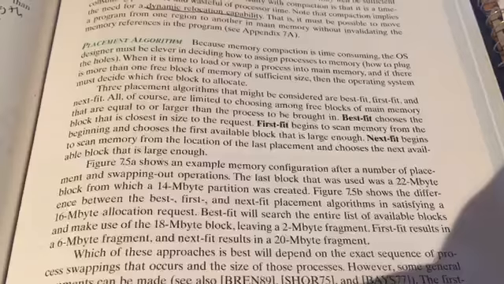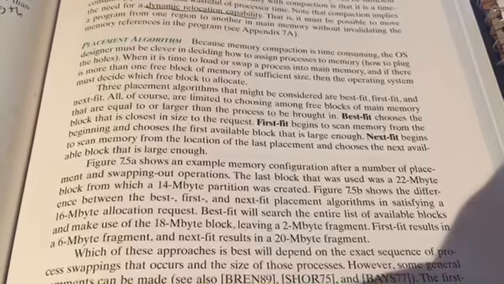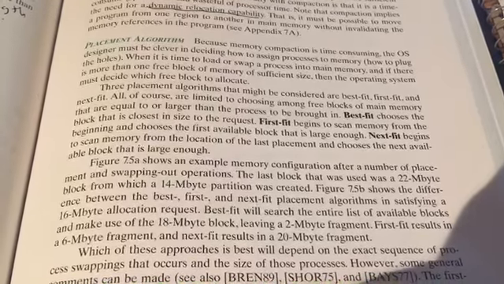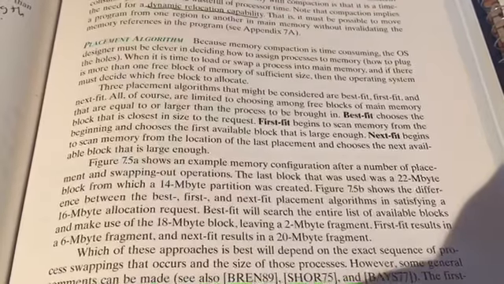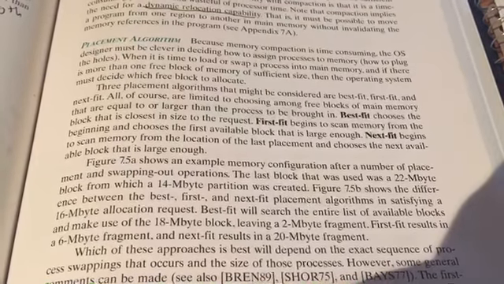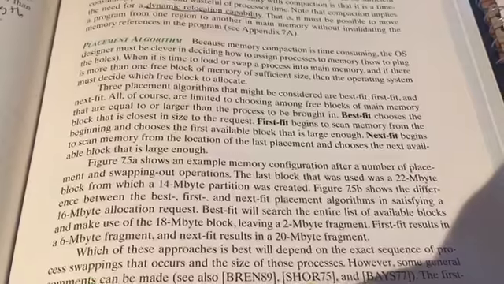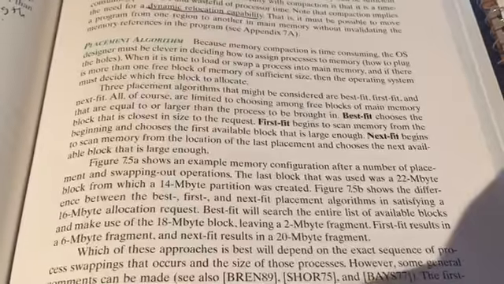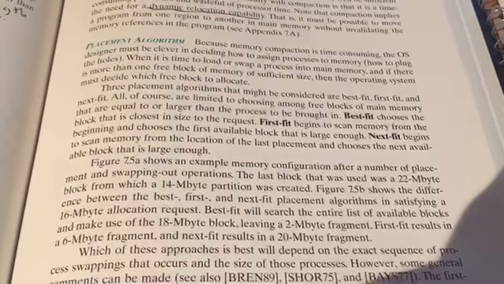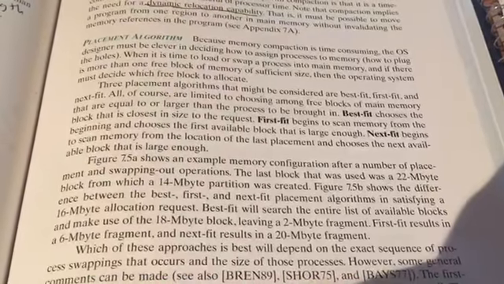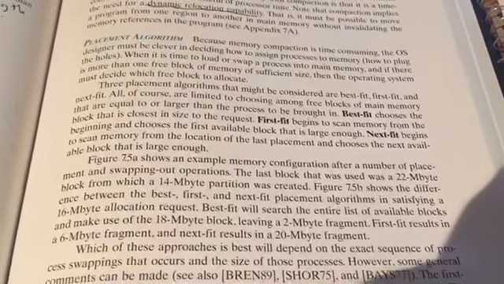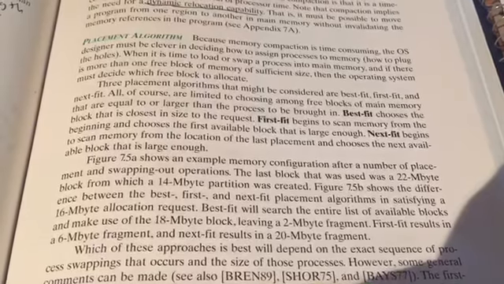Next fit begins to scan memory from the location of the last placement. So here we're remembering where we last allocated memory and choosing the next available block that is large enough. So it's a bit like first fit, except we don't begin the scan at the beginning of memory. We begin the scan at the last place that we allocated memory to a process.